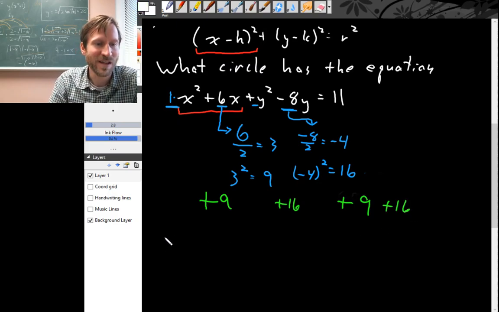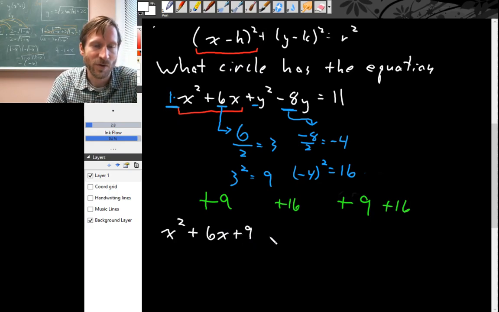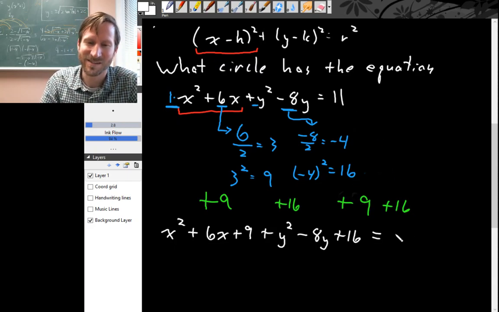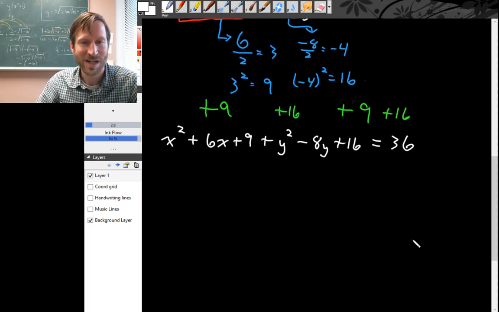All right, so on the left-hand side of the equation, for the x's, we have x squared plus 6x plus 9. And then for the y's, we have plus y squared minus 8y plus 16. And then on the right-hand side, we have 11 plus 9 plus 16. So 11 plus 9 is 20, plus 16 is 36. All right, so the equation that we started with turns into this big mess.